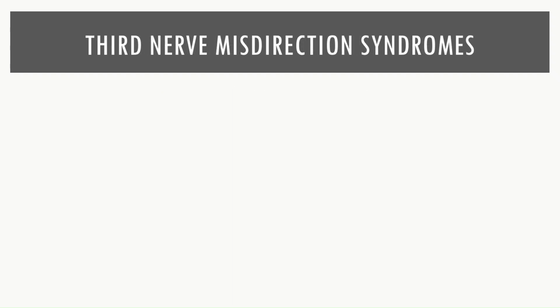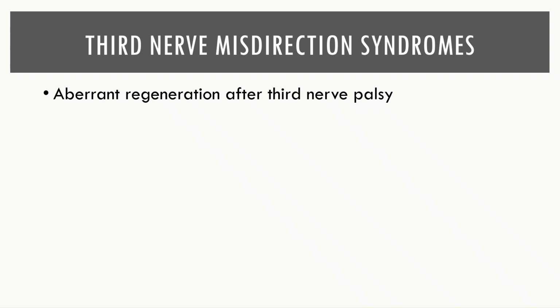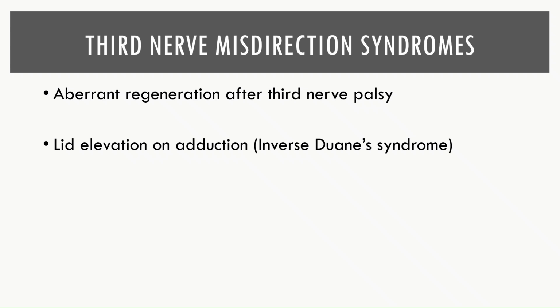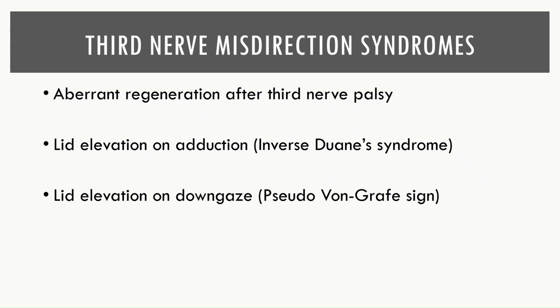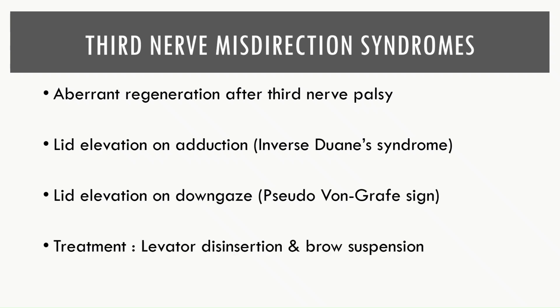Third nerve misdirection syndromes. These patients develop abnormal synkinetic movements following nerve injury. Lid elevation on adduction, or inverse Duane syndrome, lid elevation on downgaze, and pseudo-von Graefe sign are examples. Treatment is by levator disinsertion and brow suspension.